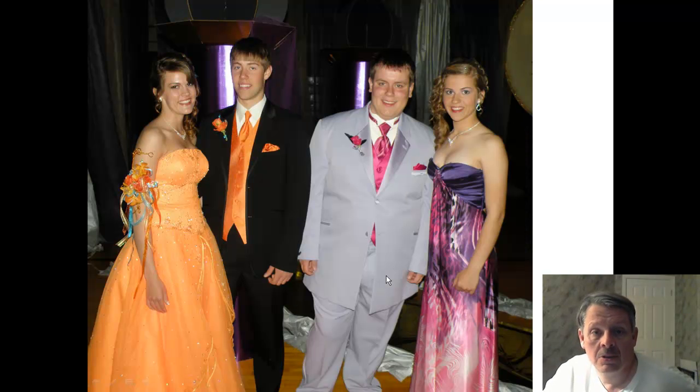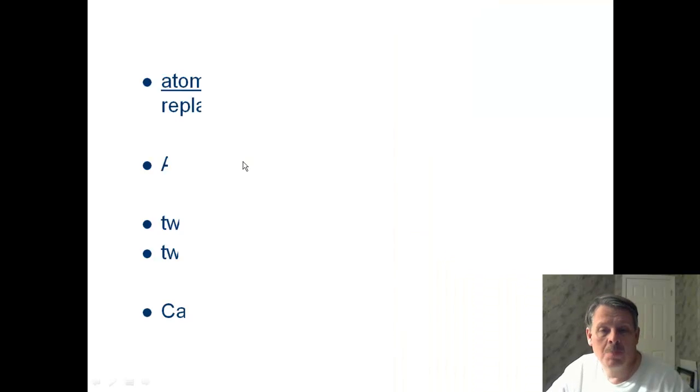Alright, so let's go to another dance. Let's say that the two girls at the dance decide they're going to switch guys. So this guy over here goes over here, and they swap. They swap partners. Well, their outfits wouldn't go very well together if they swapped partners, but that's the way it is. That's the concept of a double replacement reaction. You have two couples, and they swap partners.